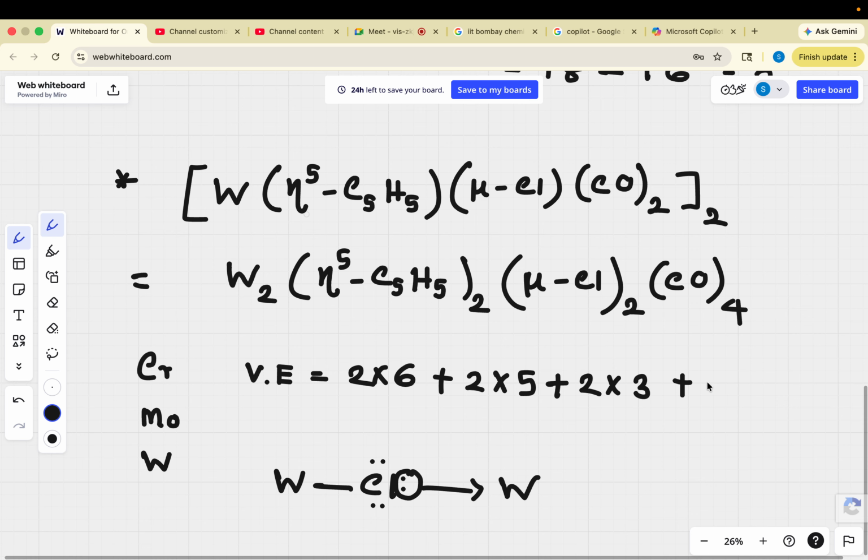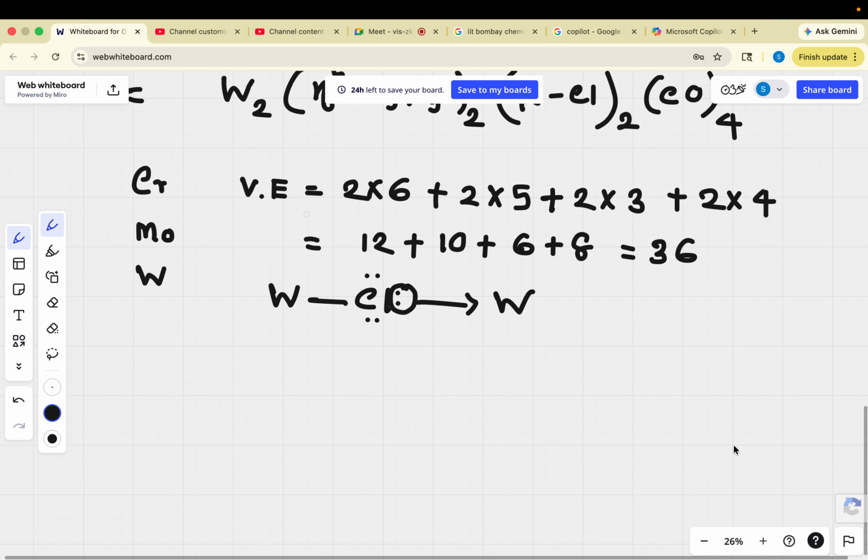And for carbon monoxide, it will be 2 into 4. If you add them, what are you getting? 12 from here, 10 from here, 2 into 3 is 6 from here, and 2 into 4 is 8 from here. So 12 plus 10 is 22, plus 6 is 28, plus 8, so it will be 36.